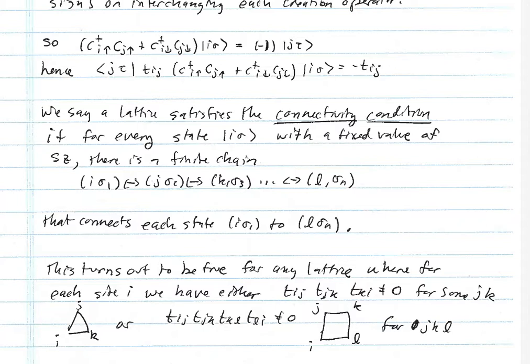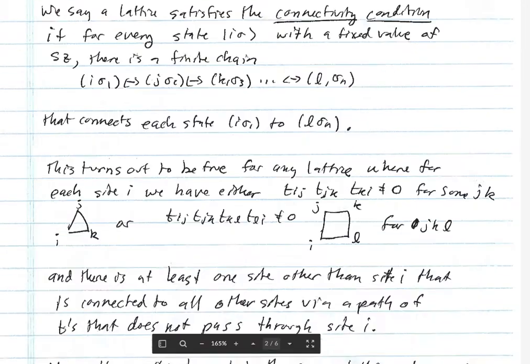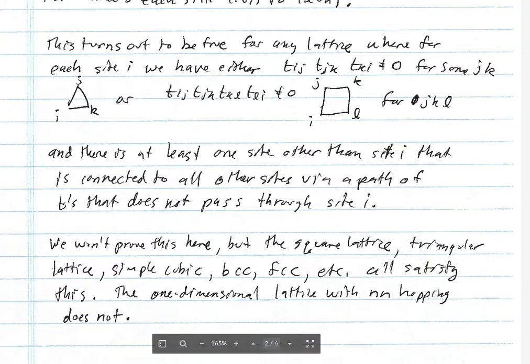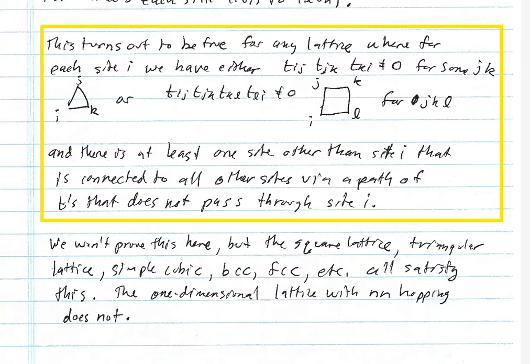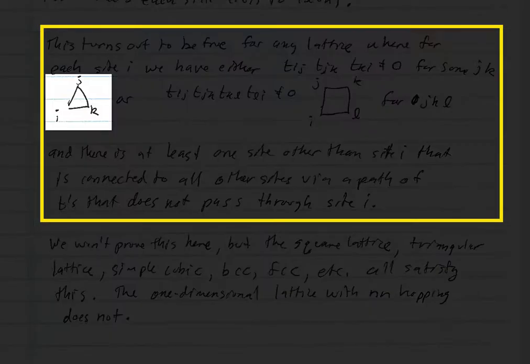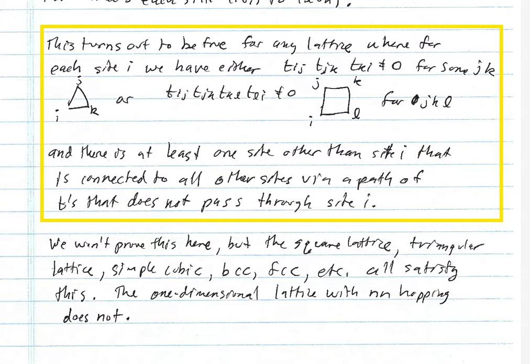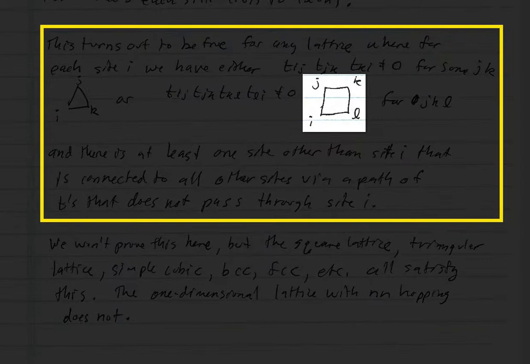Now, it turns out that every state with the same value of Sz is connected when the lattice satisfies this connectivity condition. And the primitive condition you need in order for that to be true is these two conditions. So for every site I, we either have T_ij T_jk T_ki does not equal 0. That means I have a triangle as illustrated here on the left. Or we have T_ij T_jk T_kl T_li not equal to 0, which means we have a lattice that schematically has a square in it, as indicated here with the I, j, k, l.